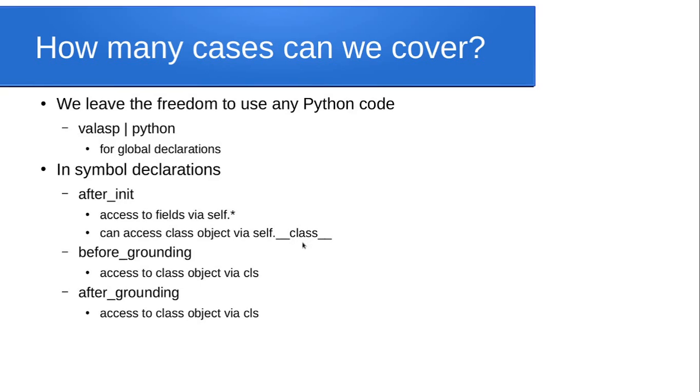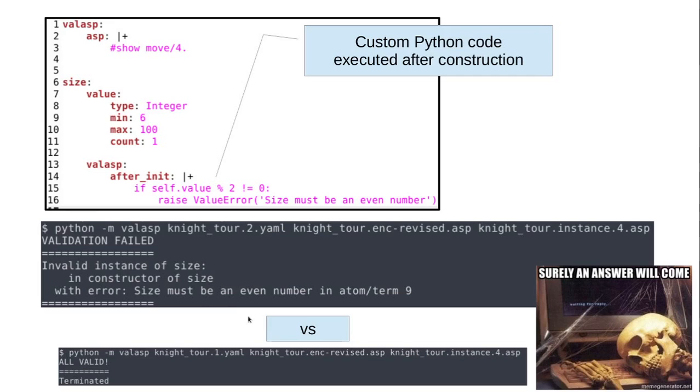And if you want to access the class object, you can do so using Python code like self dot the dunder class field. The before grounding is called once before starting the grounding process, and in this case you have access to the class object via the CLS variable. After grounding is similar: it's called only once when the grounding terminates, and again you can access the class object if you want. Okay, let me give you an example.